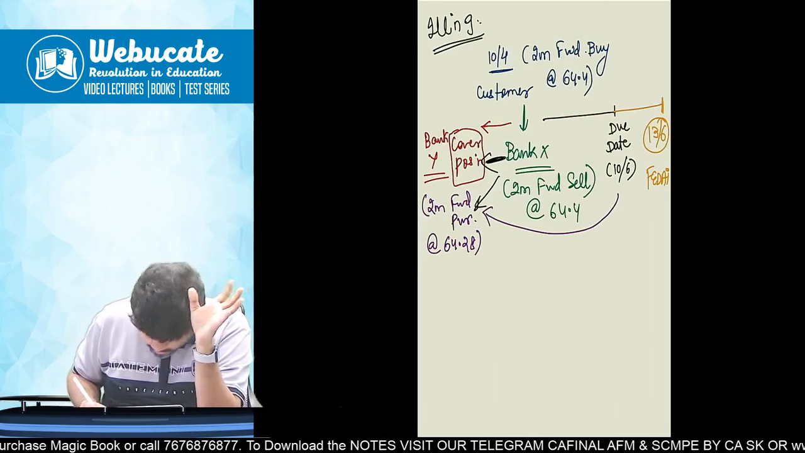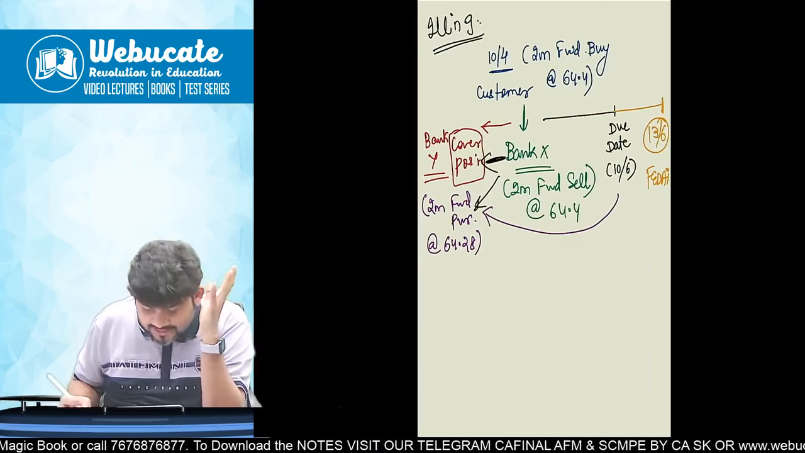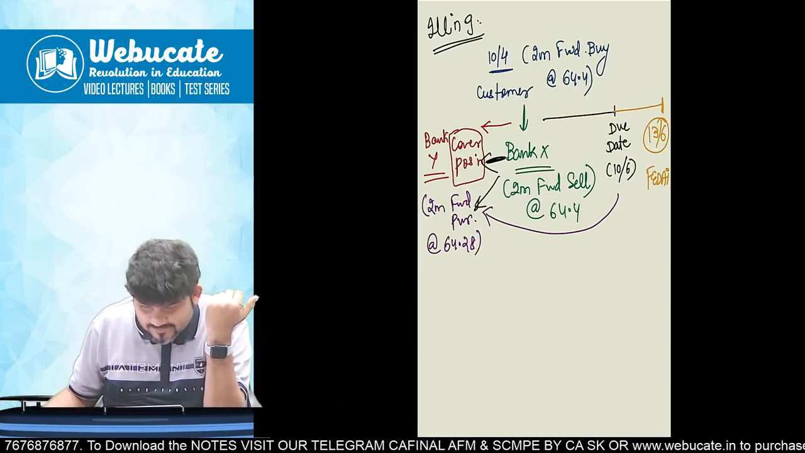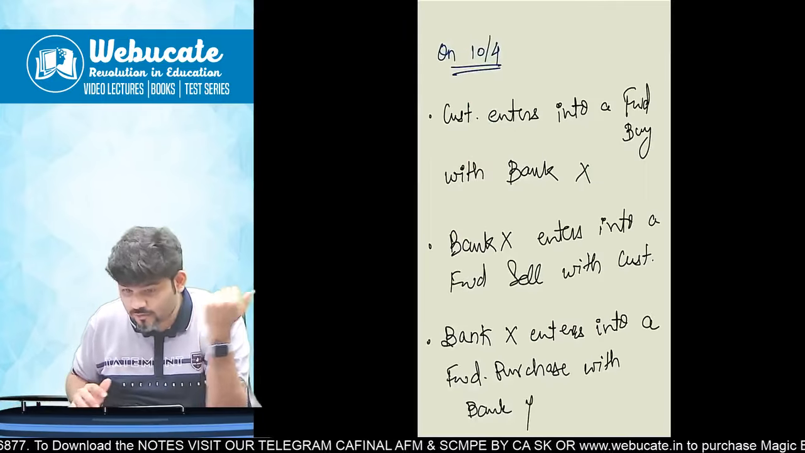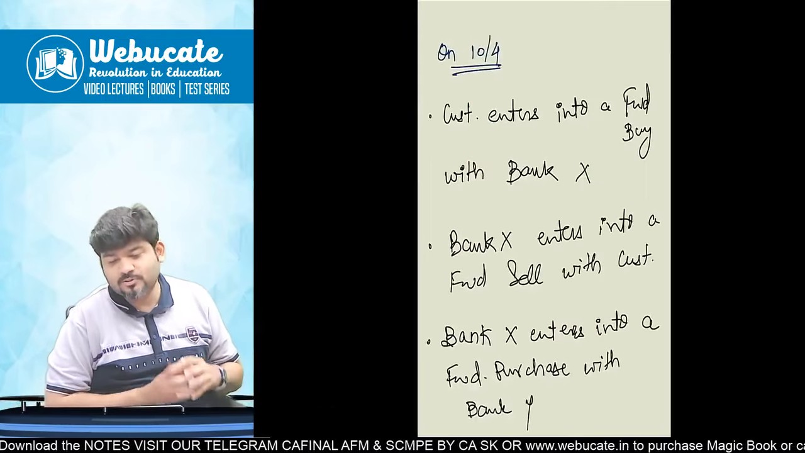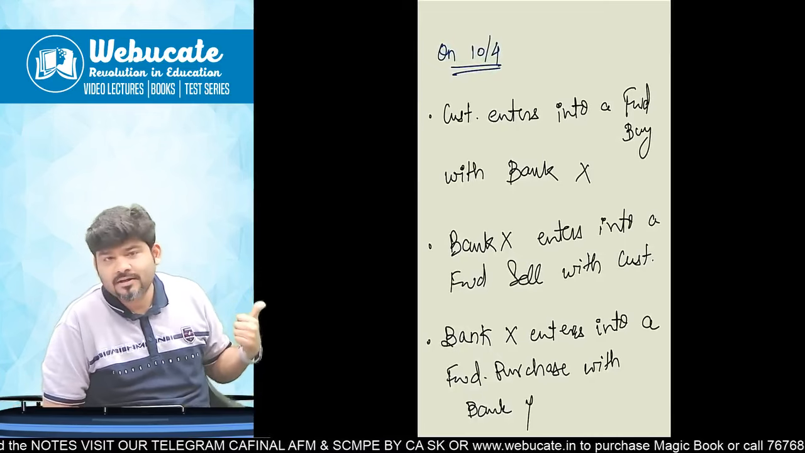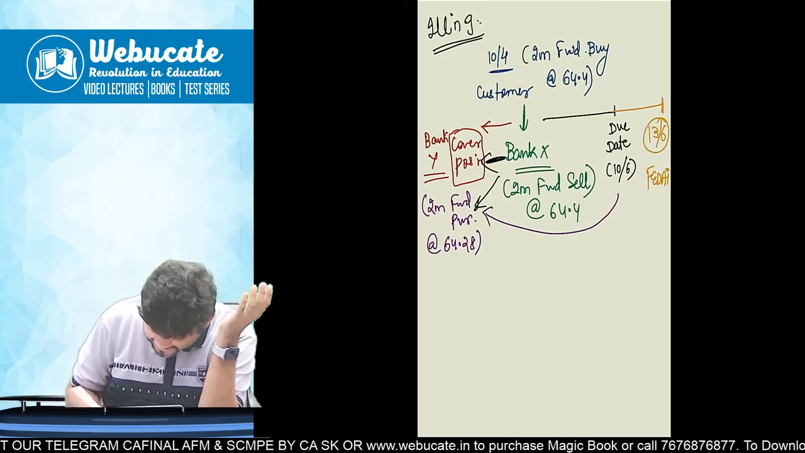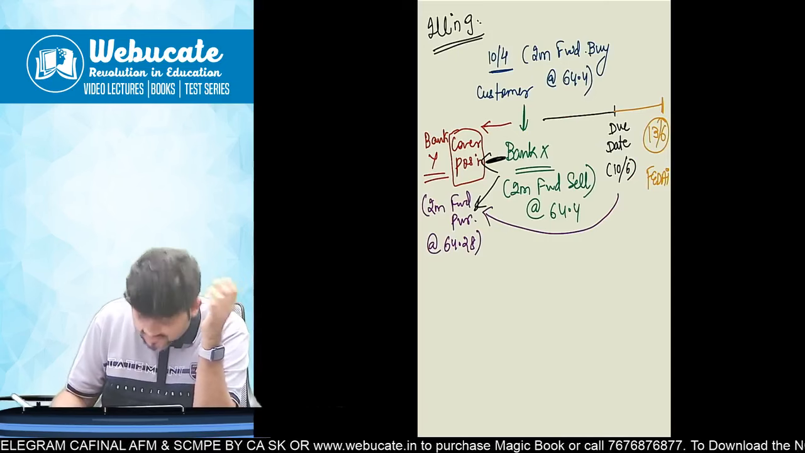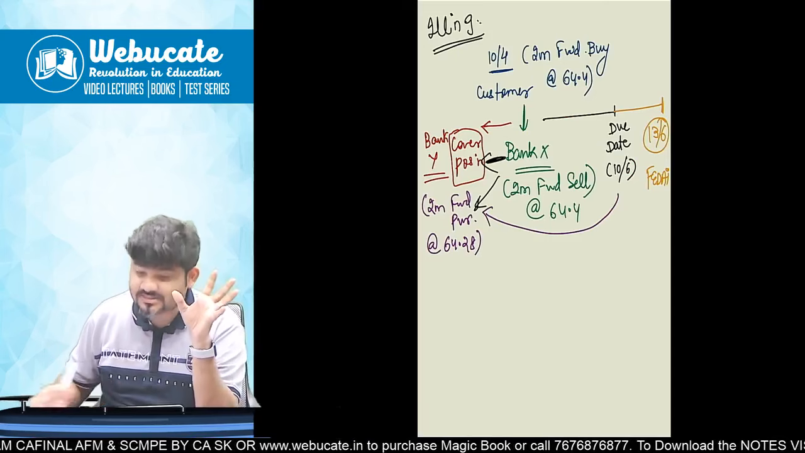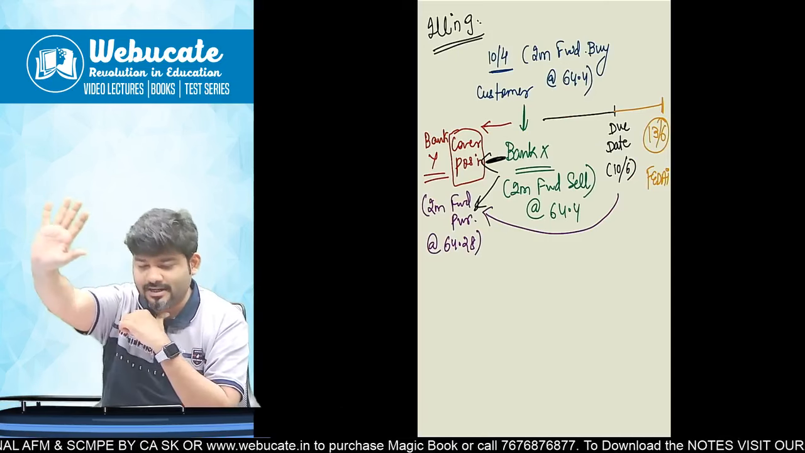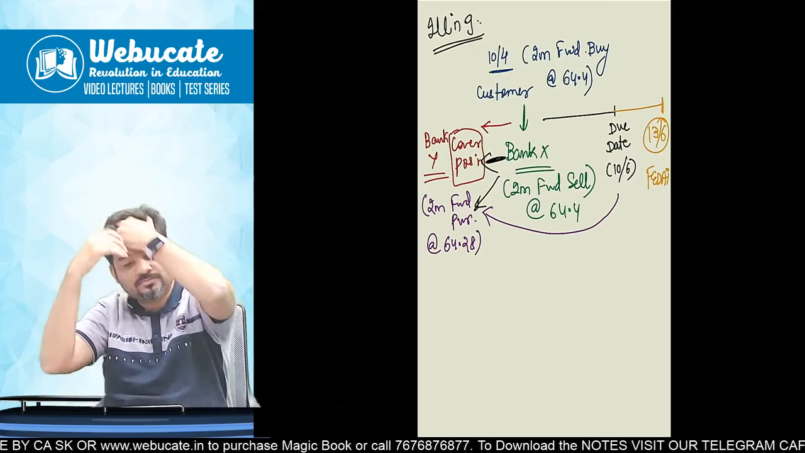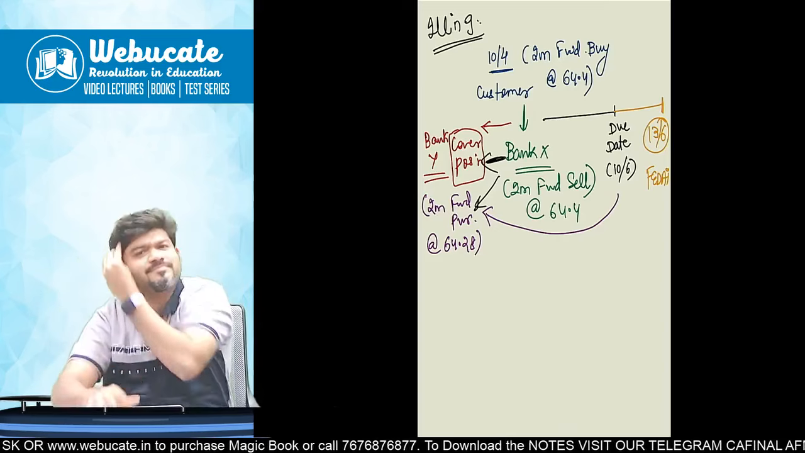So now what will happen? He has come. Who? Bank Y. What has happened with bank Y? Bank X enters into a forward purchase with bank Y, means bank Y will sell to us, to bank X, at whatever rate is decided. So he has come now. What to do? Execute. First write it down. Before I move ahead, write it down, because otherwise overheads. So please write this much down first. Go on.